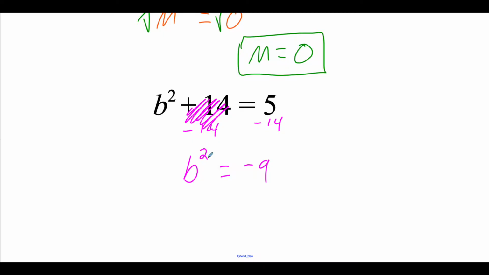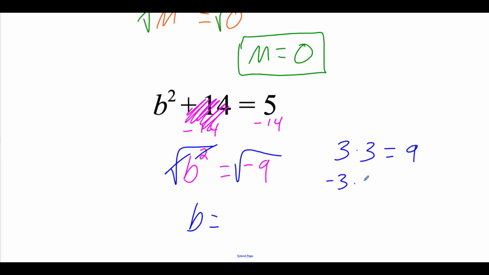And then I want to get rid of the squared power that's on the b. So I want to square root both sides. So on the left-hand side, the squared and the square root cancel each other out. So I get b equals. Now as far as the right-hand side goes, I'm trying to square root negative 9. So I want to think to myself, what number can I multiply by itself to get negative 9? Well, if I were to take 3 times 3, that gives me positive 9. And if I were to take negative 3 times negative 3, that also gives me positive 9. If I'm trying to get negative 9, I would have to do positive 3 times negative 3.